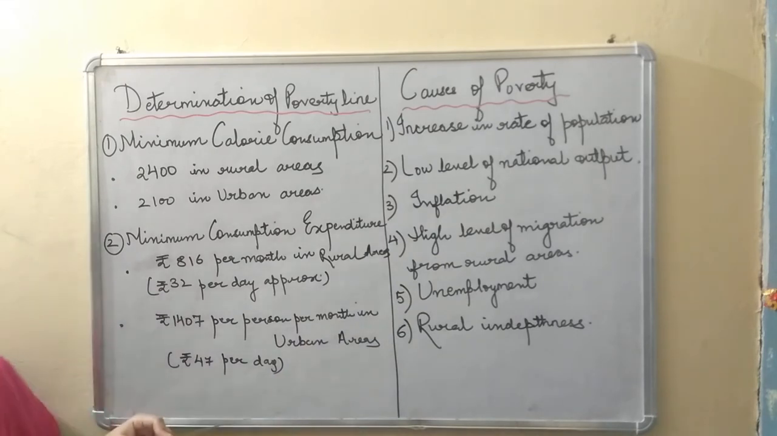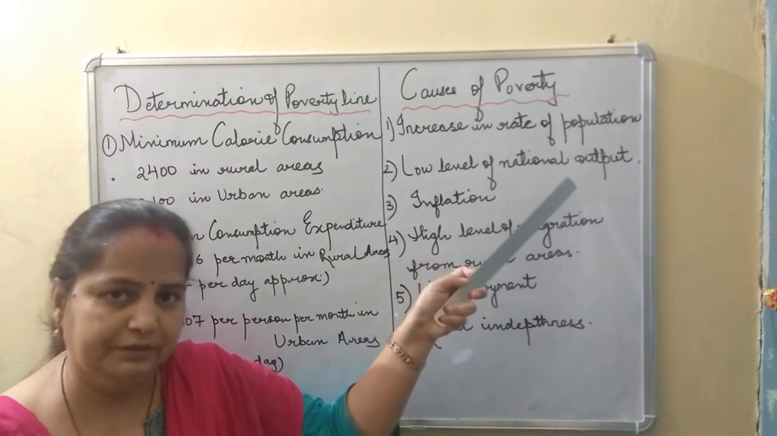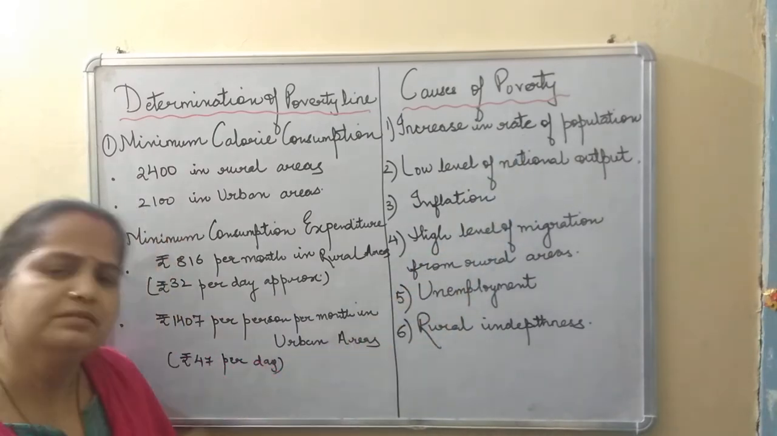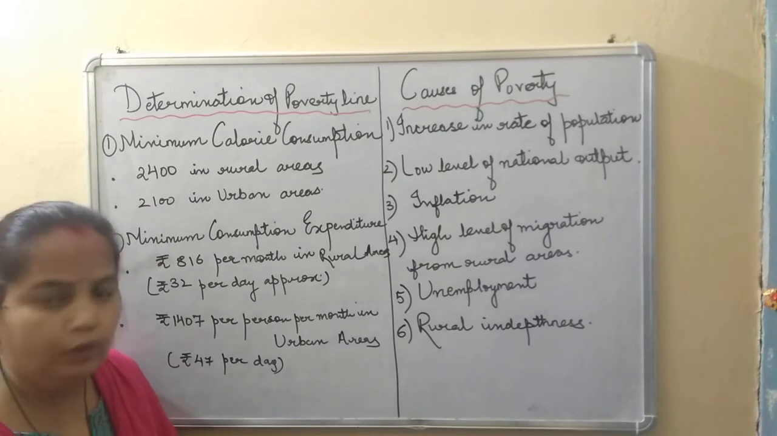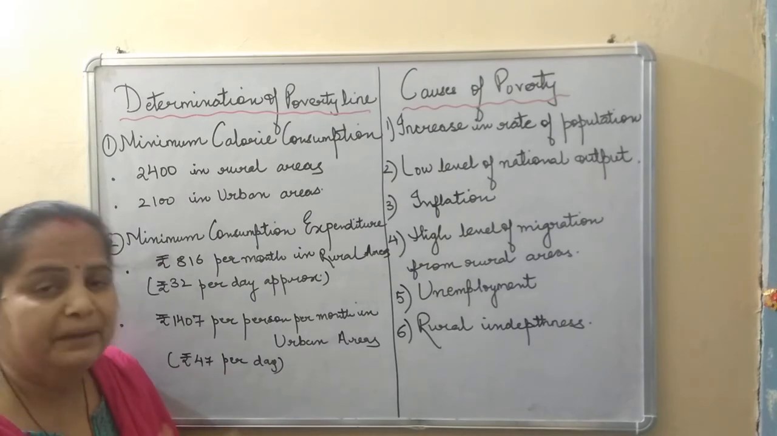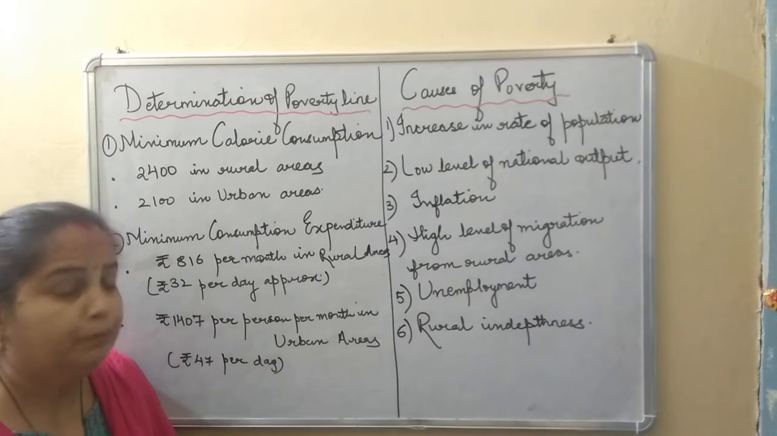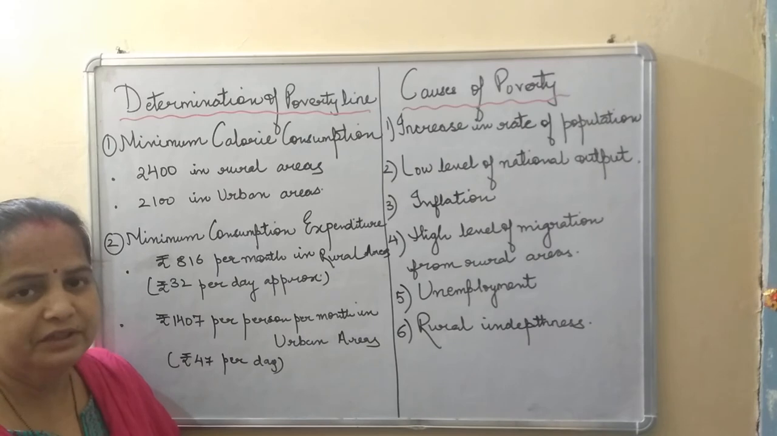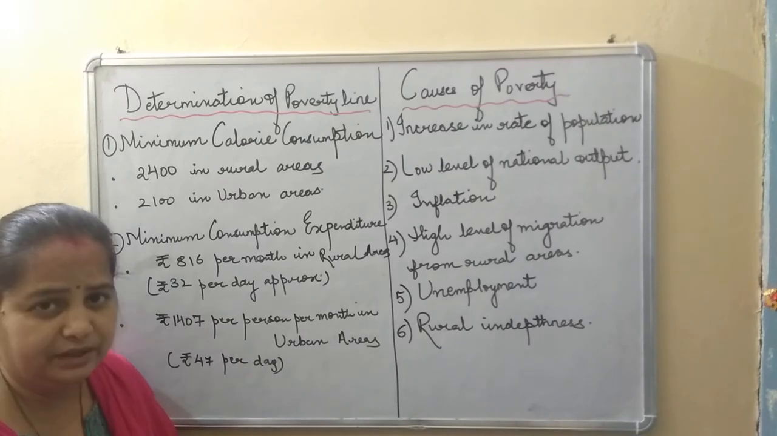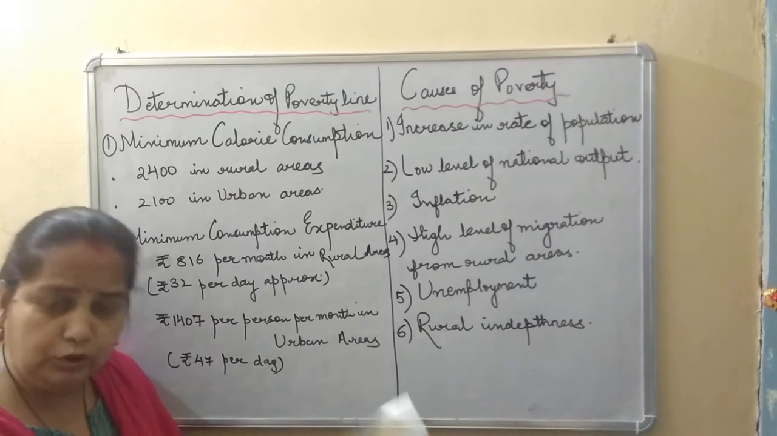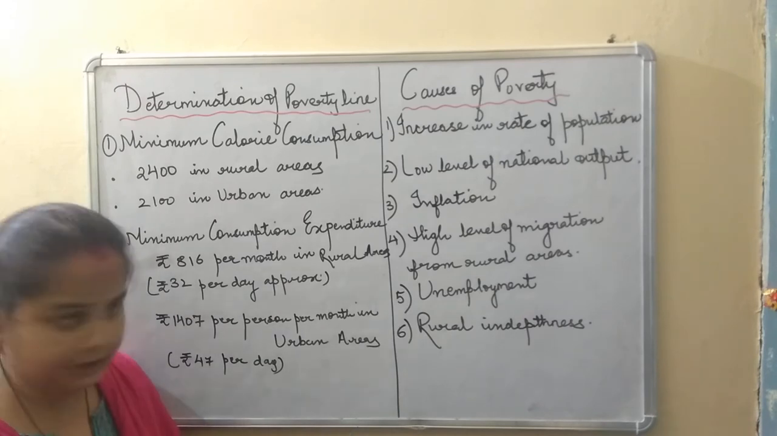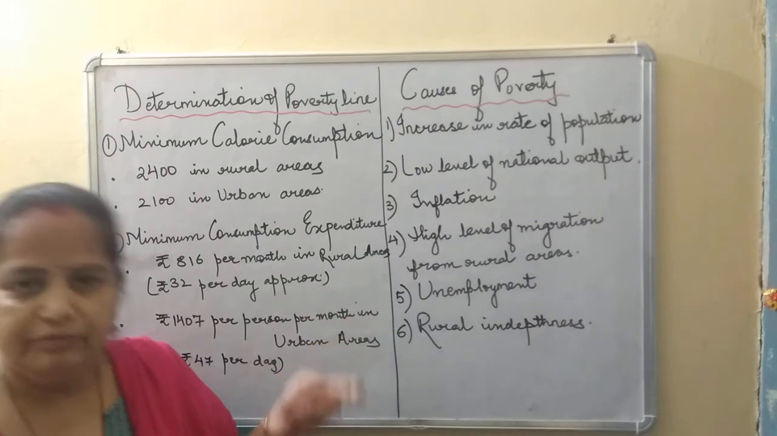Low level of national output means what, here output means what, productivity. The second point is connected with the first point. See, low level of national output means productivity is low, we don't say that we are producing very less, but in comparison to the population our productivity is very less. मतलब जितनी ज्यादा population बढ़ रही है हमारी productivity क्या हो रही है, वो उसके सामने कम पड़ जाती है. So the people who are going to consume that productivity are very many as compared to the production.